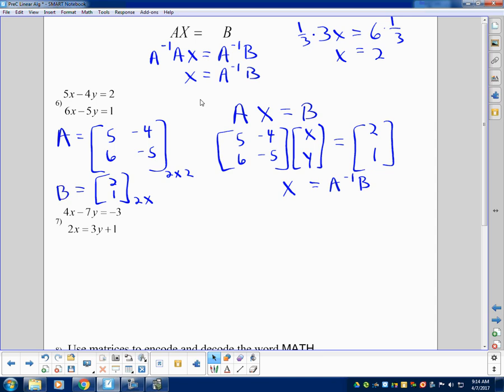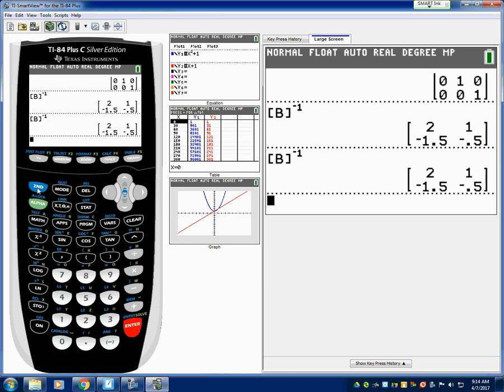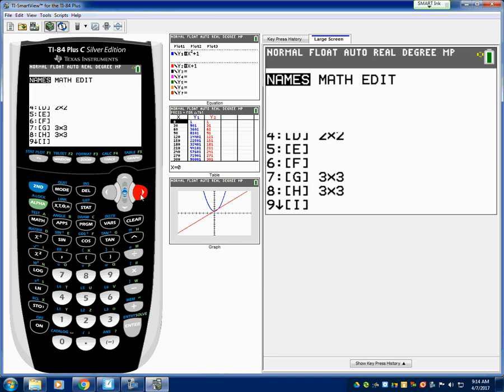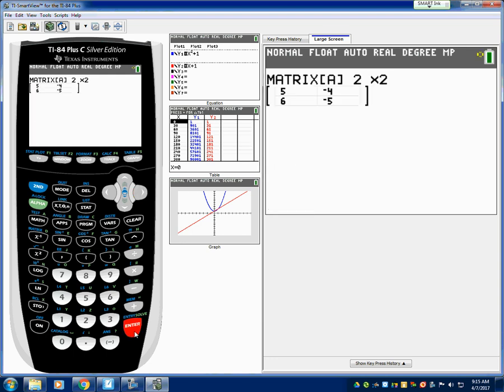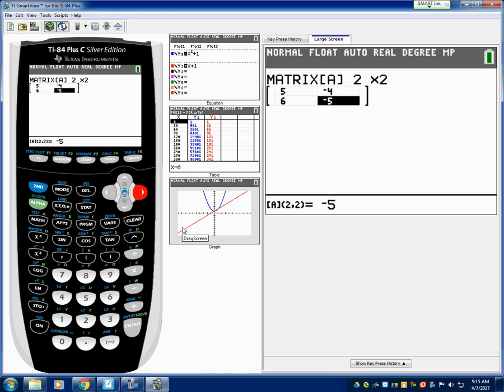So go back to your calculator. We're going to type these in. Go to the matrix menu, then over to edit. Just so that I don't confuse you, I'm going to overwrite matrix A and B. So we're using matrix A and B here. So 2 by 2 matrix A. I'm going to enter in 5, and then -4, and then 6, and then -5. That's what we call my coefficient matrix, the left-hand side of the system of linear equations. So we're entering in matrix A.